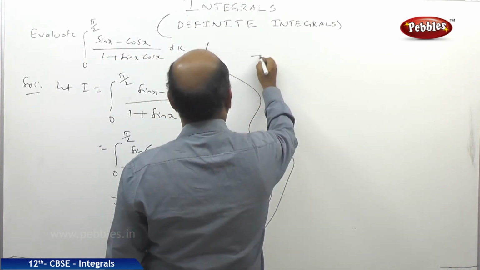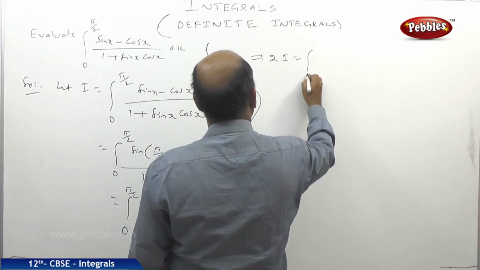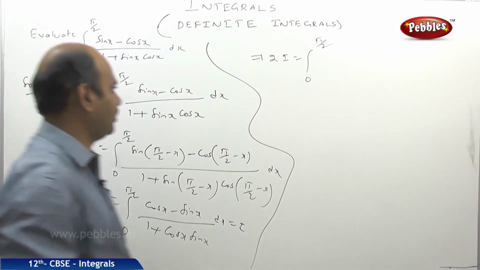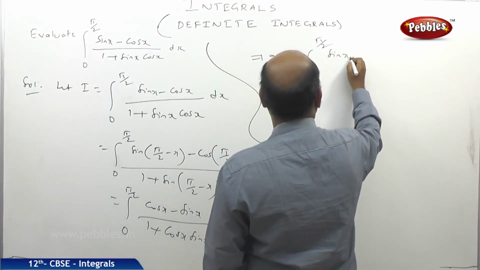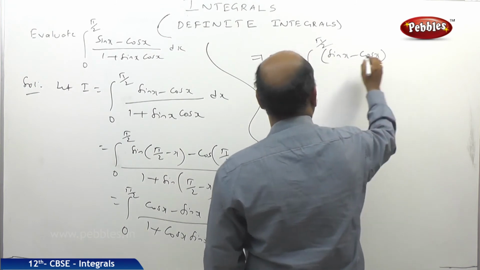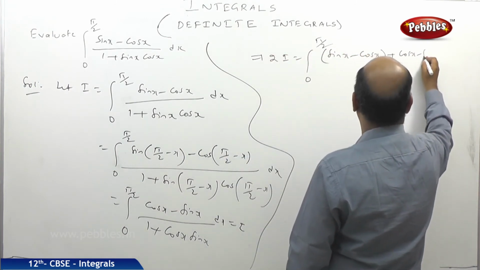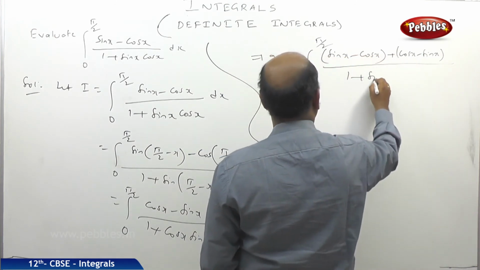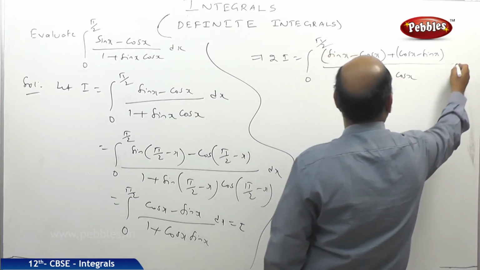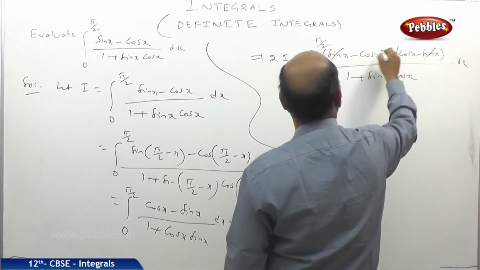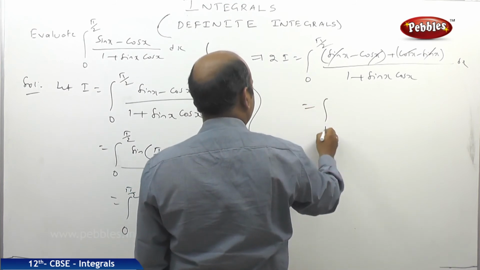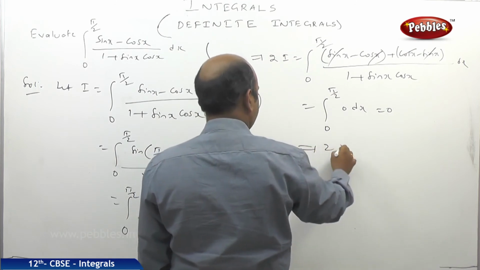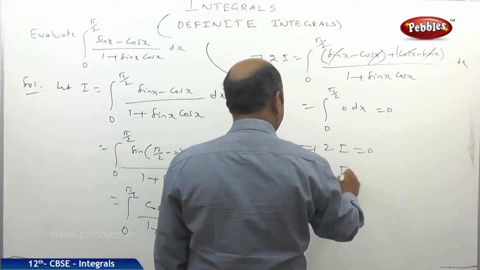I plus I means what? 2I. 2I is equal to the integral from 0 to pi by 2 of (sin x minus cos x plus cos x minus sin x) whole divided by 1 plus sin x cos x, dx. I think sin x cancels, cos x cancels. So the integral from 0 to pi by 2 of 0 dx will be 0. So 2I will be 0. So I will be 0.